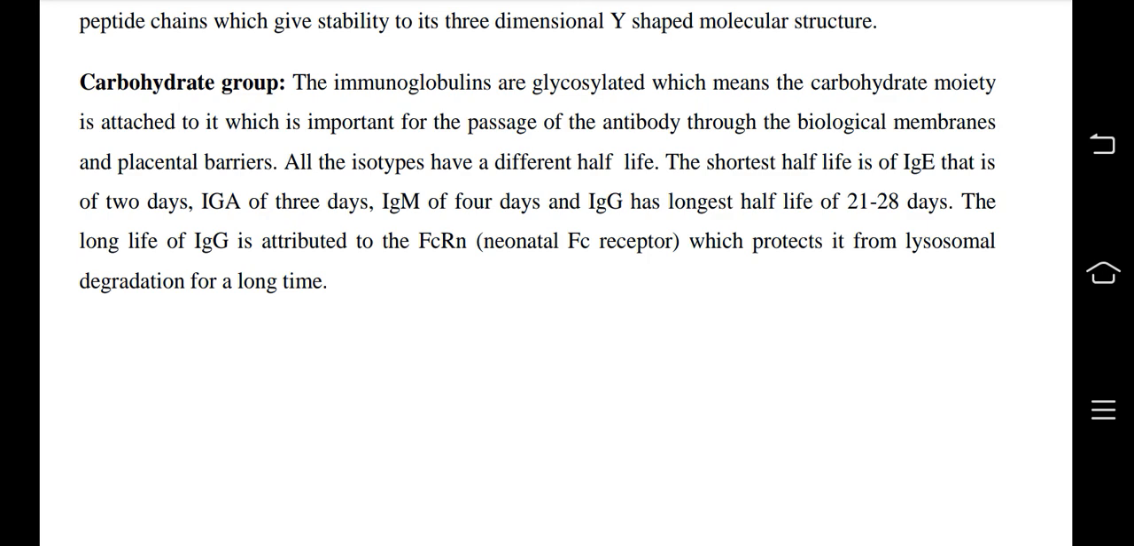The long half-life of IgG is attributed to the FcRn, neonatal Fc receptor, which protects it from lysosomal degradation for a long time. So IgE has the shortest half-life of 2 days, then comes IgA, IgM, then IgG. Okay.